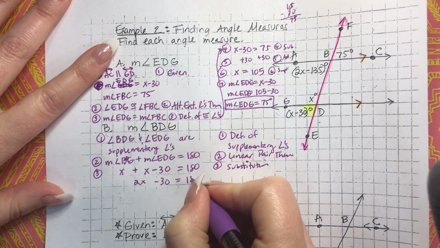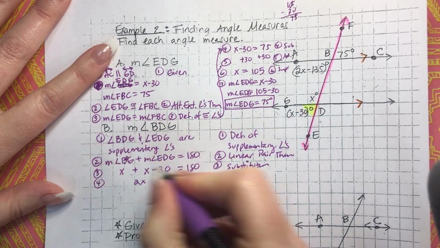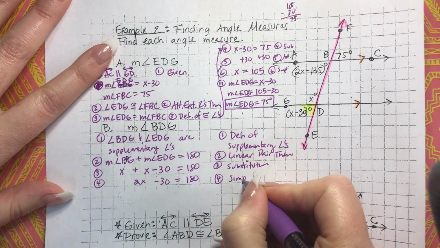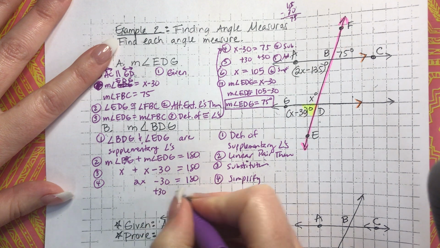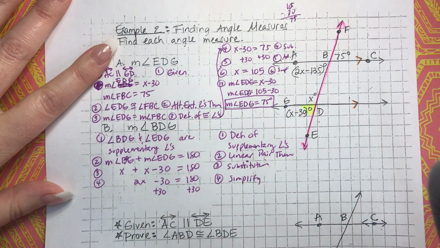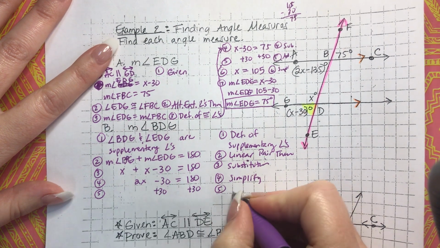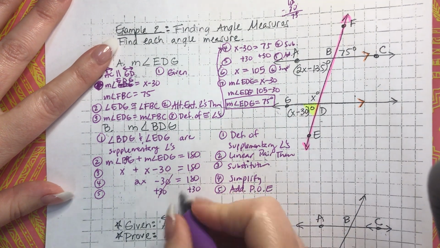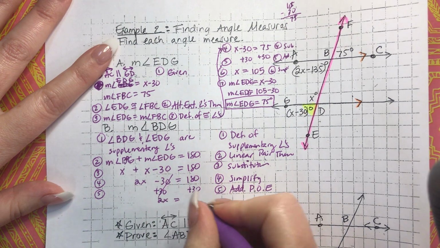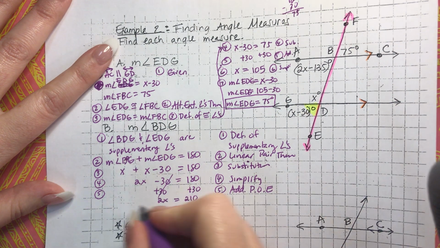minus 30 equals 180. That's simplifying. And then we just need to figure out what X is, right? So we're going to add 30 to both sides. That's the addition property of equality. You guys were probably saying it. I don't know where my brain went, it just went blank. Okay, those cancel. I have 2X equals 180 plus 30, which would be 210. Right? Yeah, so that's simplifying.